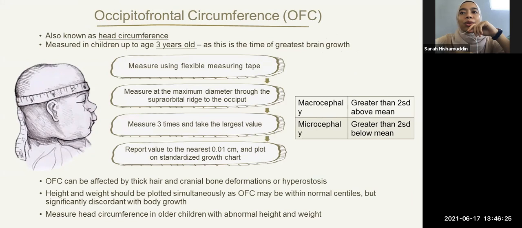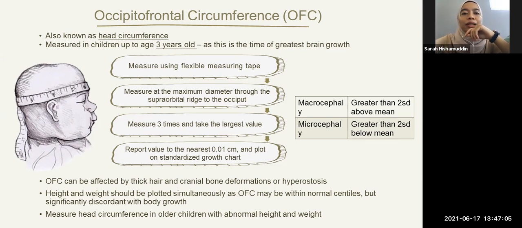So we'll report the value to the nearest 0.01 centimeter, and we'll plot on the growth chart. It is stated that there is macrocephaly if greater than 2 standard deviations above the mean, and microcephaly if greater than 2 standard deviations below the mean. This measurement can be affected by thick hair, cranial bone deformation, or if the patient has hyperostosis. Also note that the height and weight should be plotted simultaneously with the head circumference. We can measure the head circumference in older children if there is abnormal height and weight.